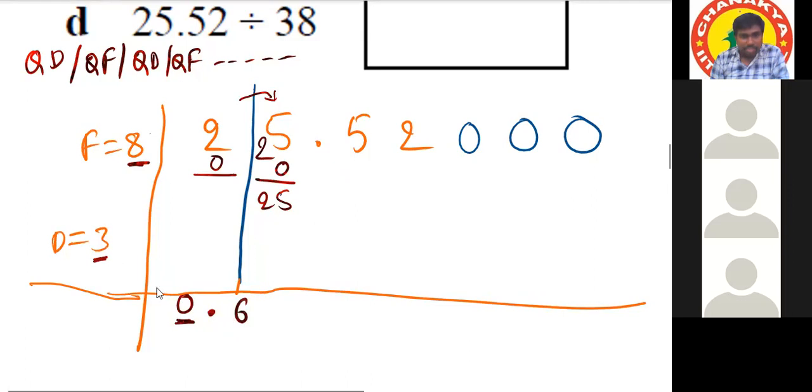6 times how much is it? 3 4, sorry, 3 6s are 18 and the remainder is 7. Write it before the next digit, it becomes 75. Now flag multiplication is okay. Tell me, 6 8s are 56, right?